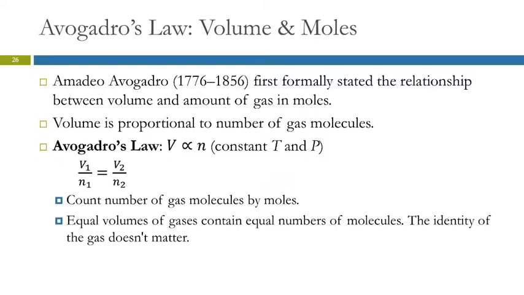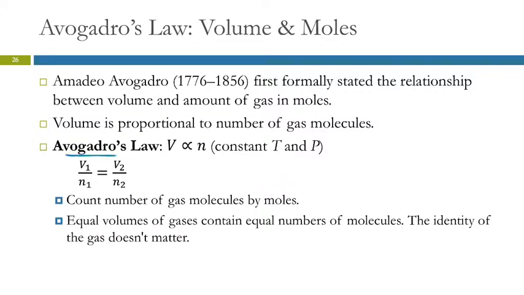Another simple gas law, Avogadro's law, relates volume and moles. So the volume is proportional to the amount of the gas. That makes sense, right? You put more gas in, the volume gets bigger. What's not obvious is it's proportional to the number of gas molecules or atoms. The number of particles is what determines the volume. So Avogadro's law, constant temperature and pressure, the volume is proportional to N. N, the number of gas molecules. We use moles because that's how we count gas molecules.